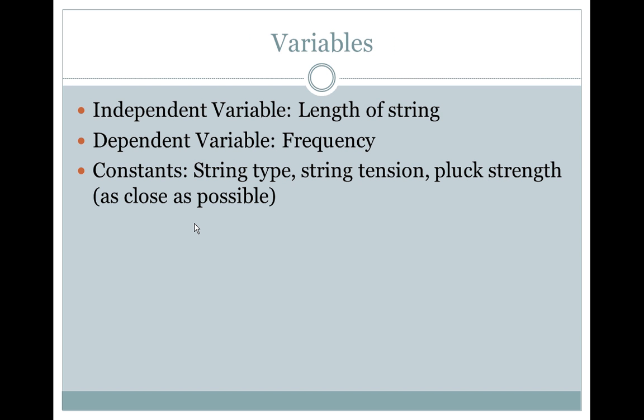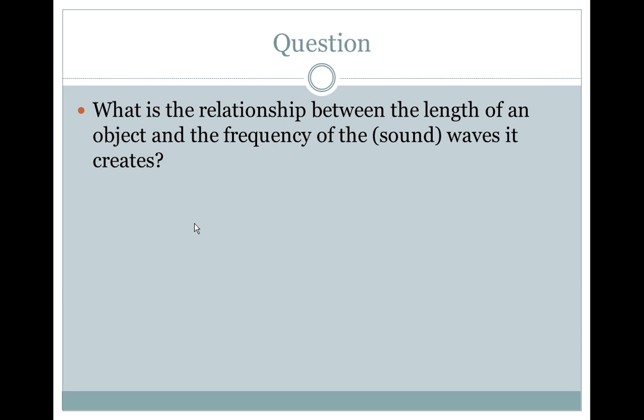The variables were an independent variable of the length of the string, a dependent variable of the frequency of the sound waves, and constants are string type, string tension, and hopefully pluck strength, along with the usual others.